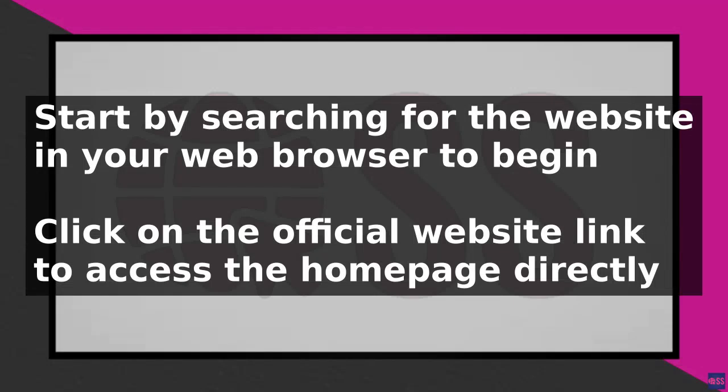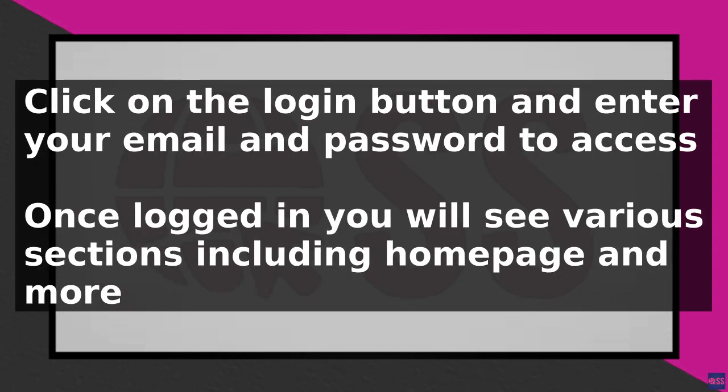To purchase a SIM on a travel website, start by searching for the website in your web browser. Click on the official website link, which will direct you to the home page. From there, click on the login button and enter your email and password to access your account.